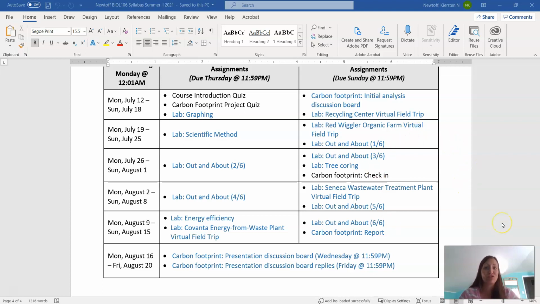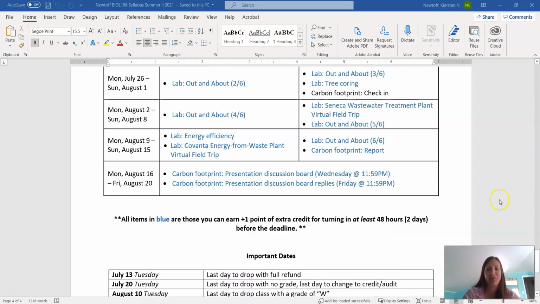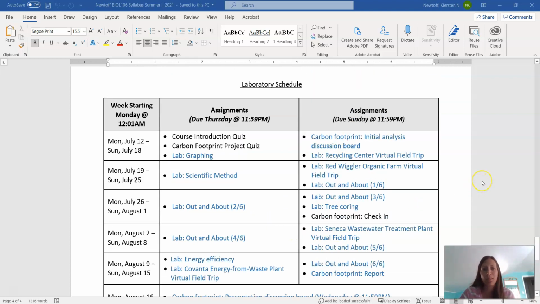Everything in blue is things you can turn in early to get extra credit, so nearly every single thing in the class. By early, you get a point of extra credit for turning in an assignment at least 2 days early. And you can see there's a variety of different assignments.